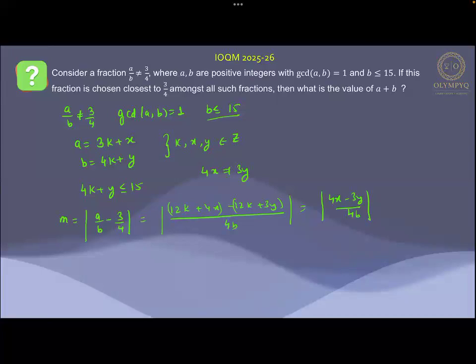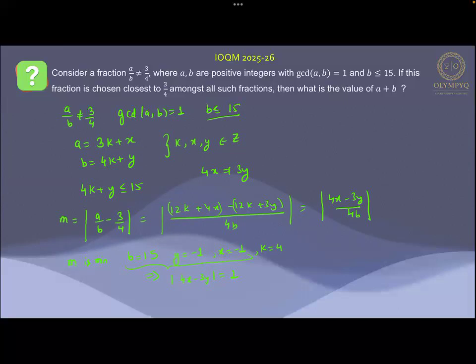Now these conditions will be satisfied if m is minimum, so this is what is being asked. If m is minimum, then in that case we need to consider the value of b as 15. The y value we need to take as minus 1, the x value is going to be equal to minus 1, and the value of k is going to be equal to 4. If I consider all those things, then the modulus of 4x minus 3y is going to be equal to 1. So if I assume all such values, the condition is satisfied.